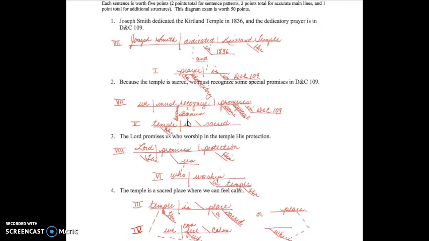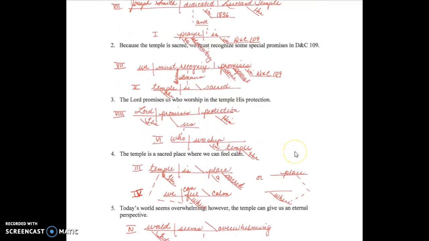And then the adverbial clause at the beginning. We have temple is the subject, our be verb, ending with an adjective. So subject, be verb, adjective makes that a pattern 2.